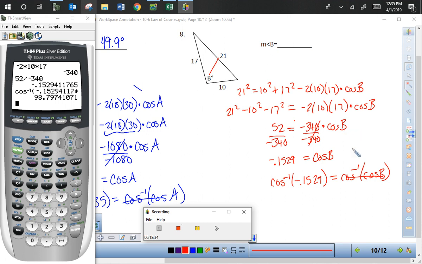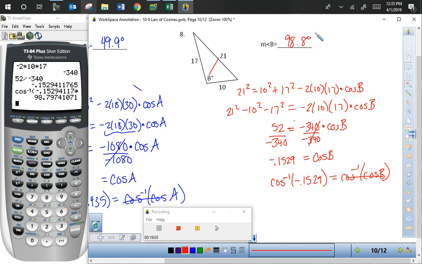You might have noticed something a little bit strange here. When we subtracted over our 10 squared and our 17 squared, we actually got a positive value. Sometimes that will happen. On the left-hand side, you can have a positive, but no, on the right-hand side, because of our formula saying negative 2, you will always have a negative on the right. Well, that made our decimal a negative as well, but when we take the inverse cosine, it comes out to a nice angle for us of 98.8 degrees.